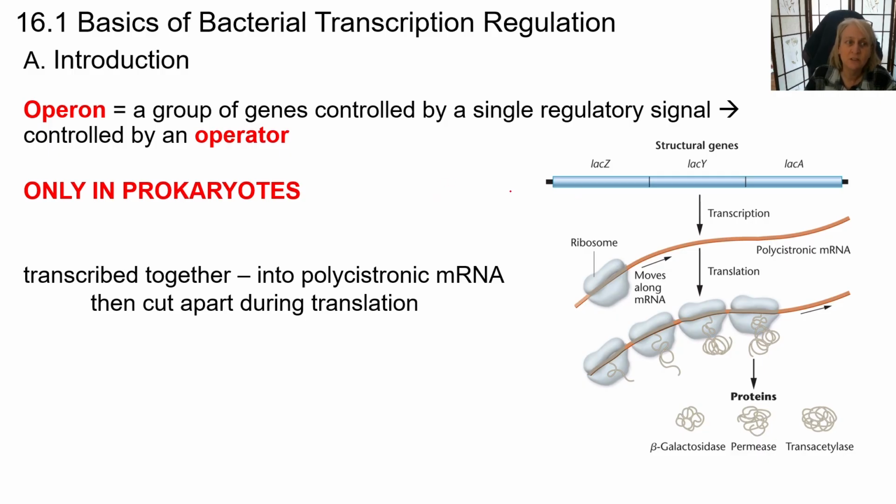The genes on the operon are transcribed together. They are polycistronic. We've introduced that word a couple different ways. This is where it really matters. If you make one of the genes in an operon, you make all of the genes in the operon. They are then later cut apart either during translation or they just produce different proteins. They're all individually translated by different ribosomes at the same time.